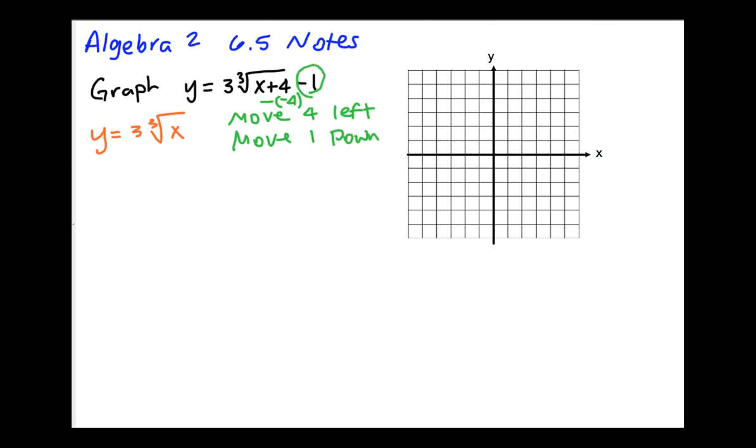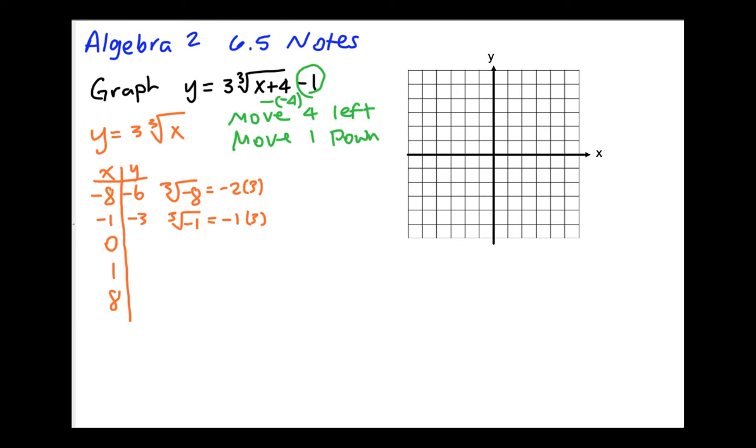Okay? So again, when you graph, you want to think about numbers that have cube roots. And we've been using negative 8, negative 1, 0, 1, and 8. So the cube root of negative 8 is negative 2, times the 3 is negative 6. The cube root of negative 1 is negative 1, times the 3 is negative 3. The cube root of 0 is 0, times 3 is 0. The cube root of 1 is 1, times 3 is 3. And the cube root of 8 is 2, times 3, which is 6.